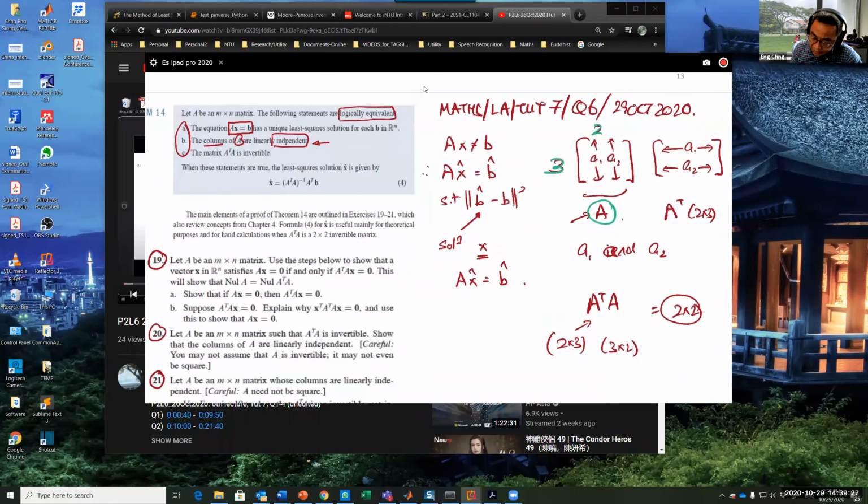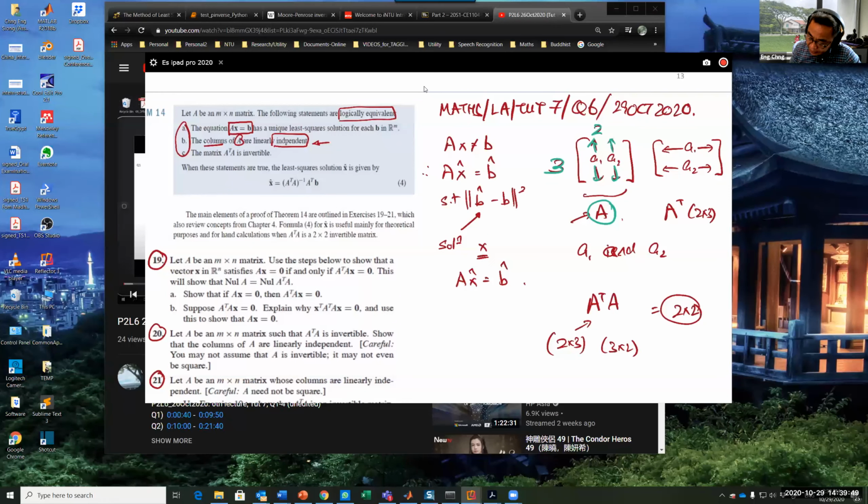When A has linearly independent columns, it means that column A1 and column A2 have nothing to do with each other. I cannot make A2 to be some multiple of A1. A2 and A1 are independent. A2 cannot be formed by some combination of A1 or some multiples of A1.